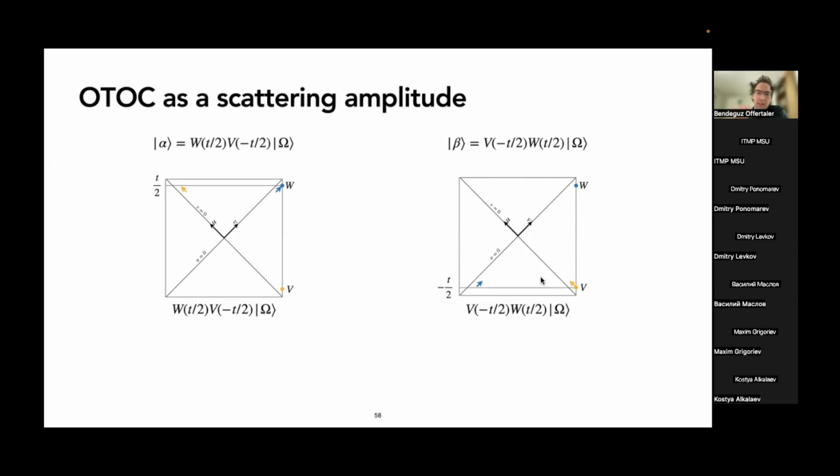One point is that since we're going to take t to infinity, V and W act far in the past and far in the future. So the particles that they create move along the v equals 0 and u equals 0 horizons. And they're therefore highly boosted relative to each other. So the scattering interaction we will interpret as being local on the AdS2 string and high energy.